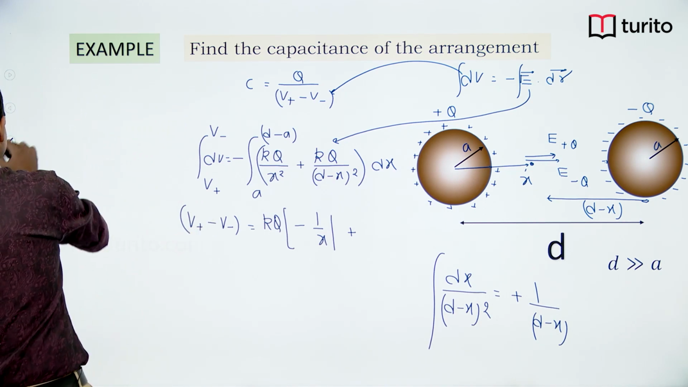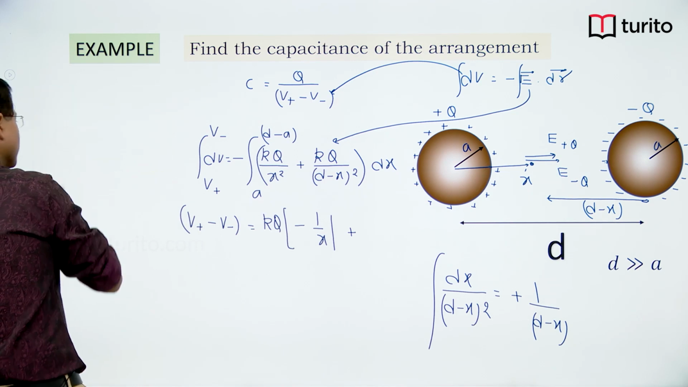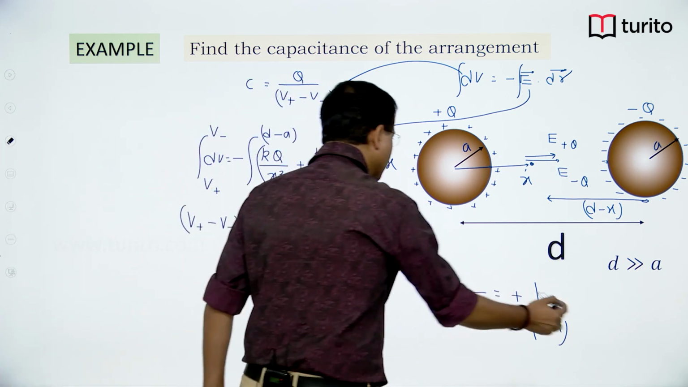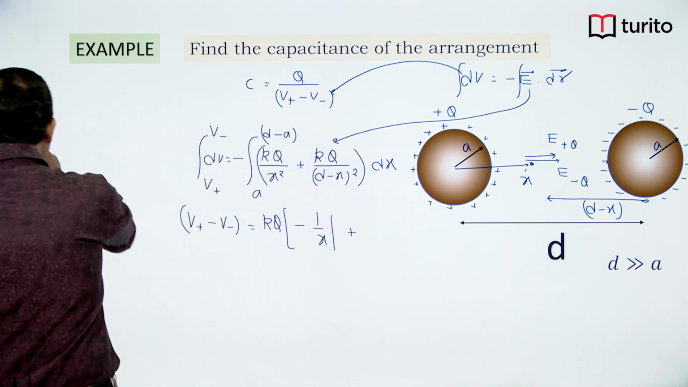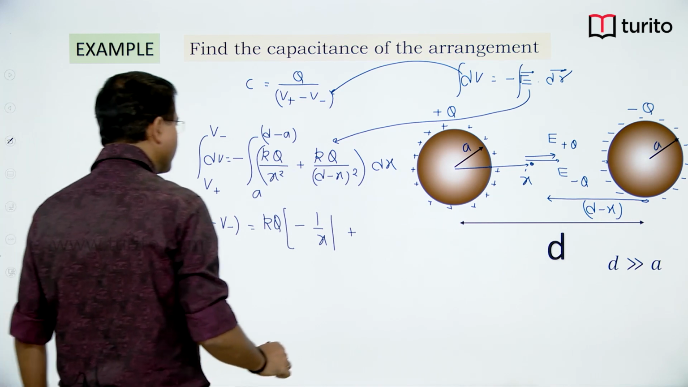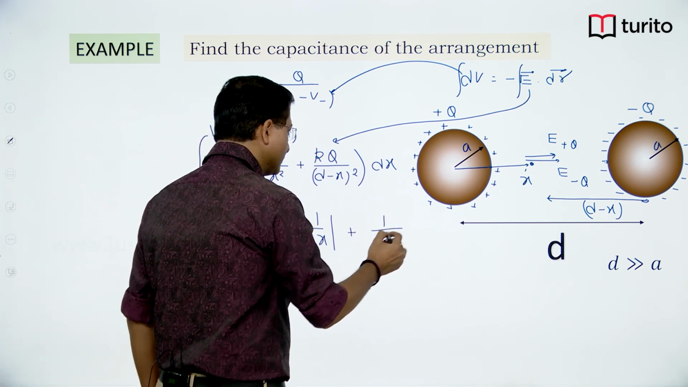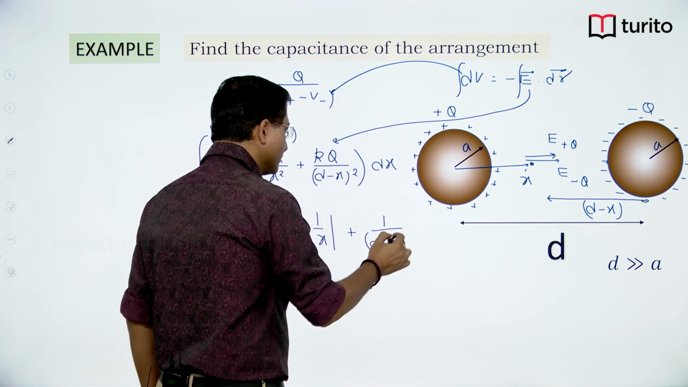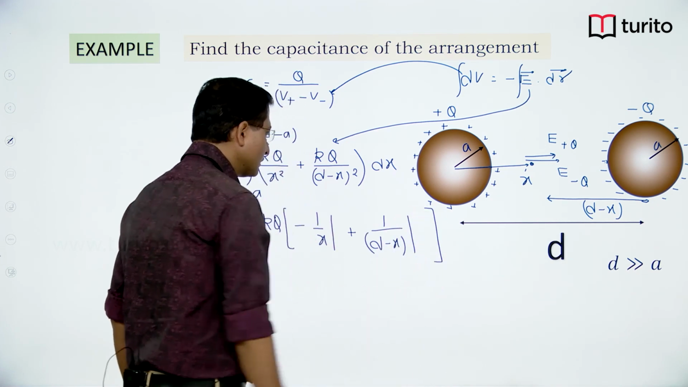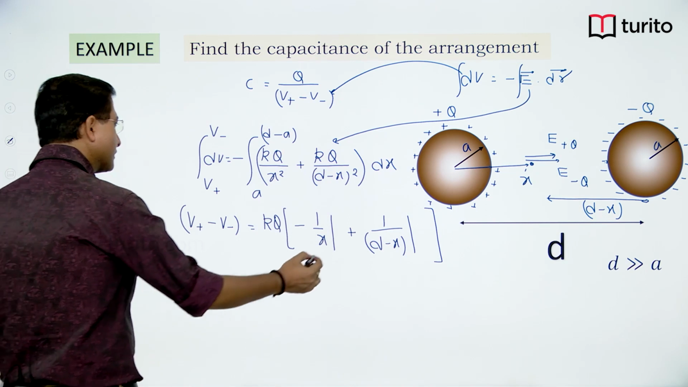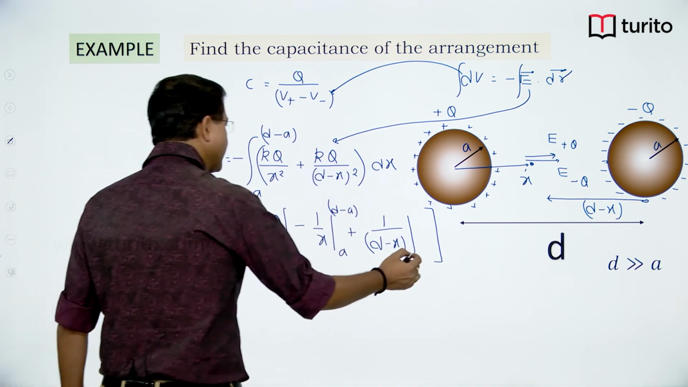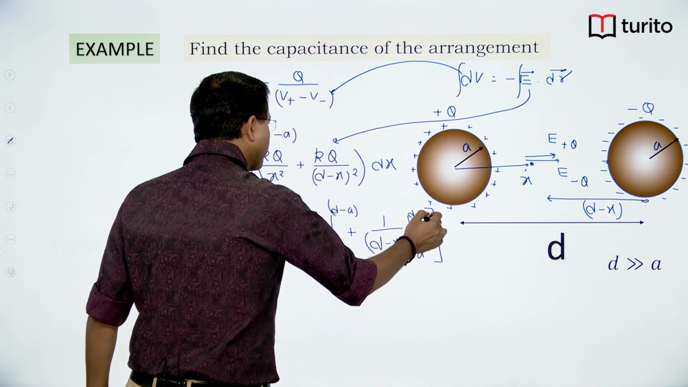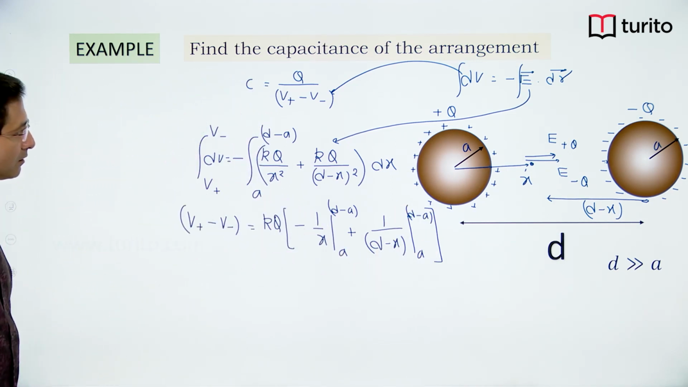So, 1 upon d minus x I need to substitute here. Let us substitute. d minus x we need to write, with limit. Limit is a to d minus a, and a to d minus a. I hope up to this everything is clear.